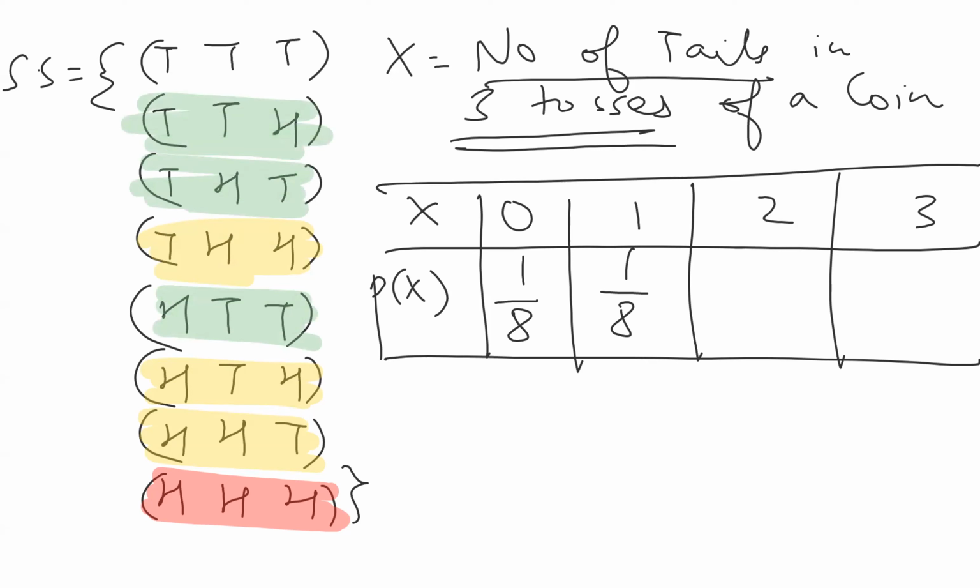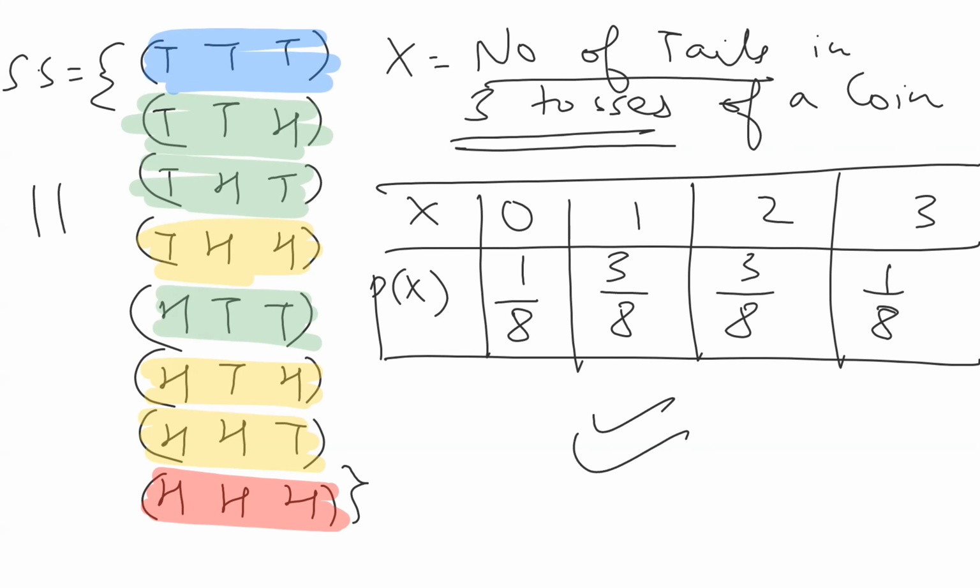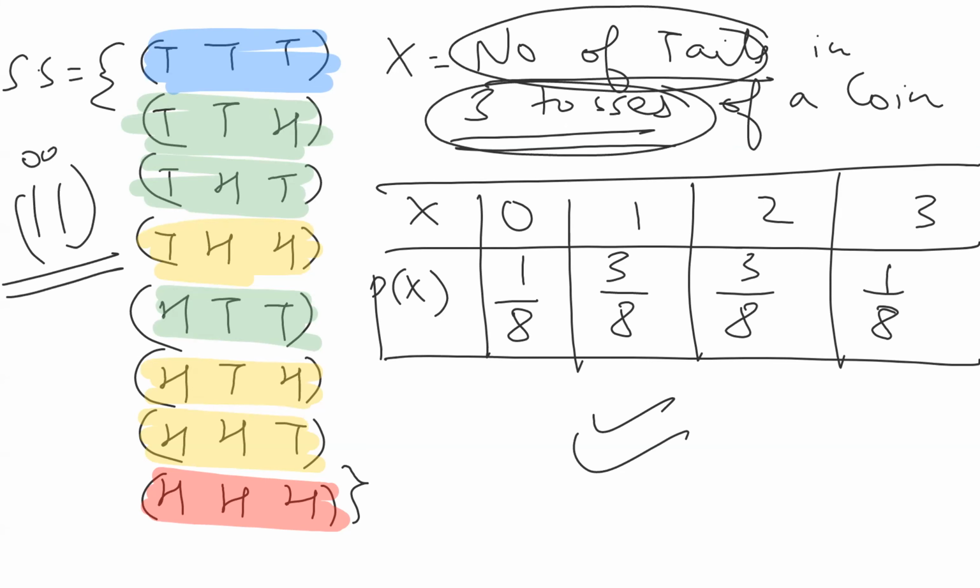Oh sorry, I just made a mistake over here. The yellow color occurred 3 times. The green color is also 3 times. That is 2 times tail. And the last one, 3 times tail, which is marked in blue color. That is just for your understanding. So it is one event out of 8 events. So this is what is asked in the second part of the problem, number of tails in 3 tosses of a coin, right? Then third part of the problem.